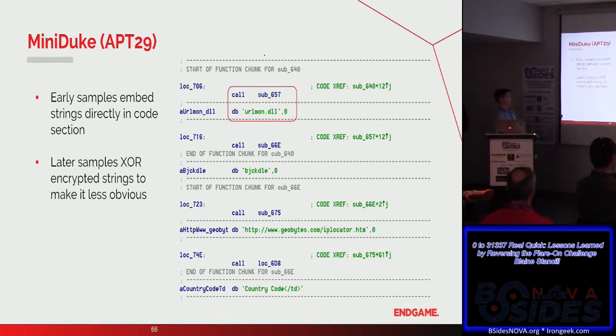So Blaine already addressed the slide, basically. You can see the same technique being employed in real-world malware, Miniduke. So you see data, or strings, directly being embedded into the code section, which is not typical behavior for normal PE programs. And interestingly, later samples of Miniduke XOR encrypt these strings to make this technique less obvious to detect. But that's also something we can deal with as analysts. It just requires a little bit more effort.